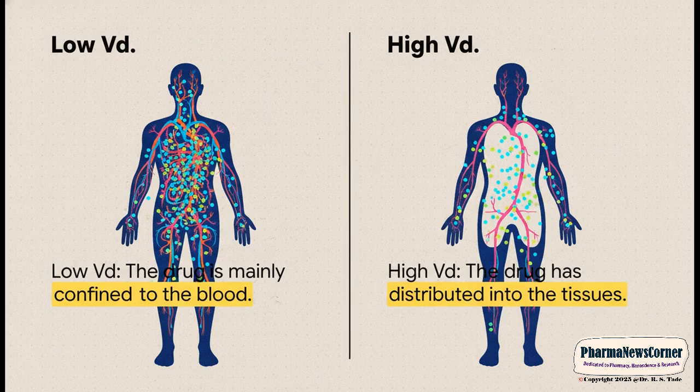Well, if you calculate a low VD, something like 3 to 5 liters, that means the drug concentration in the plasma is high, so the drug mostly just stayed put in the blood. But if you get a high VD, and I mean sometimes hundreds of liters, way more water than is even in your body, that tells you the plasma concentration is super low. Why? Because the drug has left the blood and is now hiding out deep in the body's tissue.